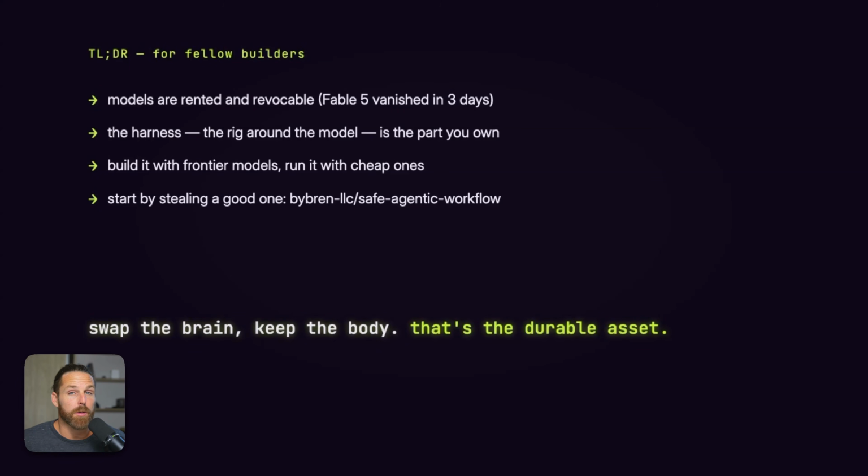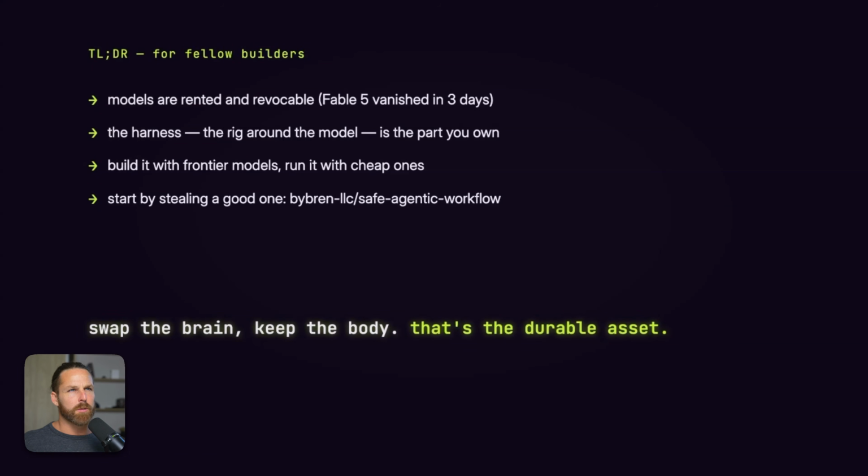The harness is the rig around the model. It's the body for the agent, and this is the part you own. Open source, keep it on your computer. It doesn't matter if intelligence disappears. You can plug different intelligence into it. Build with Frontier, run with open source. Save the money on running it, but make sure you get the best quality when you build.